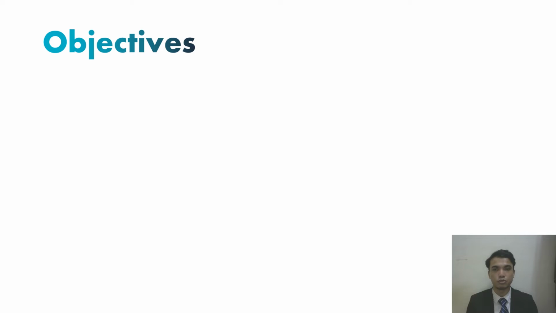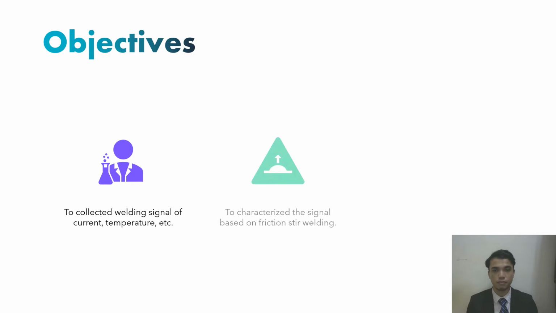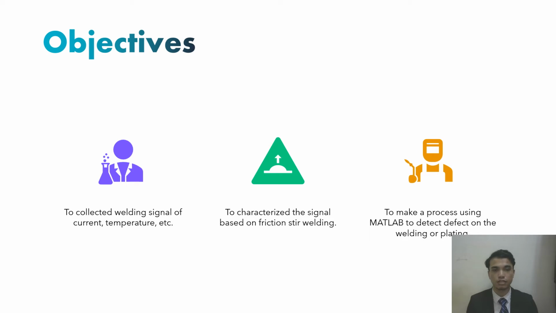So we go through the objective. The target that I want to achieve in this project is to collect welding signals of current, temperature, and etc. I also want to characterize the signal based on friction stir welding. And last, I want to make an automatic process using MATLAB to detect defects on welding or plating.